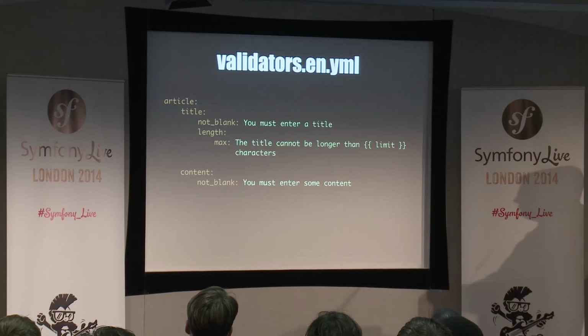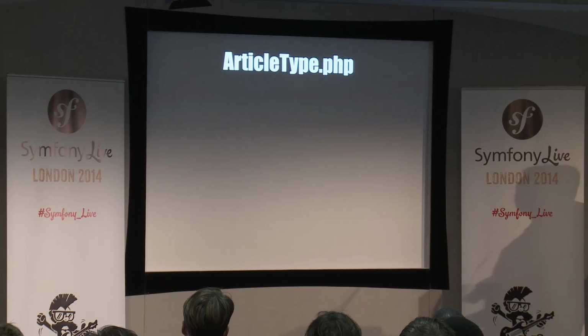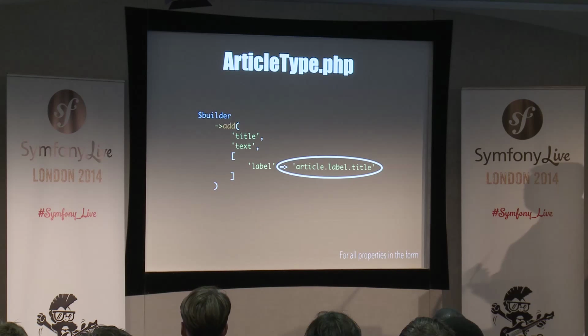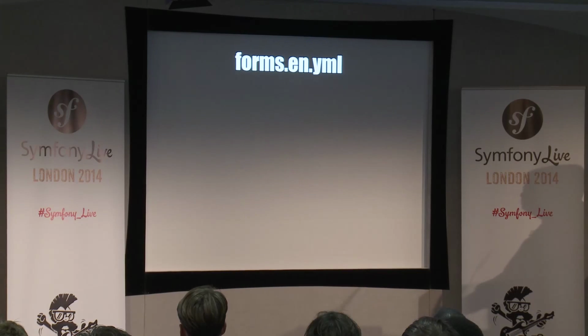What I like to do is have the name of the entity, the property, the validator, and then if there are options for the validator, like the length one might have a min and a max, you can have different messages for both of those. And then in your form, you can do the same thing. You just give it another key for the label of the form.